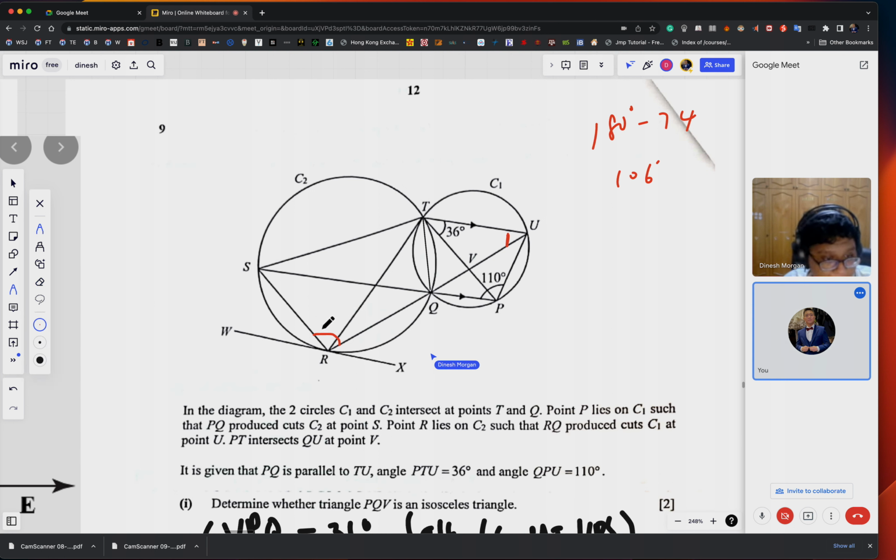120 given. Right. This is 36. This is 36, same segment. And then you can find out this already because 36, 110, so 180 minus 110 is 70. So 70 minus the 36 is 34, so this is 34. Right? Okay.